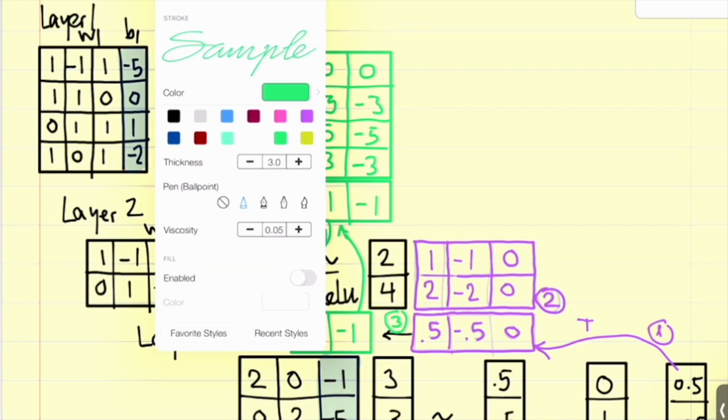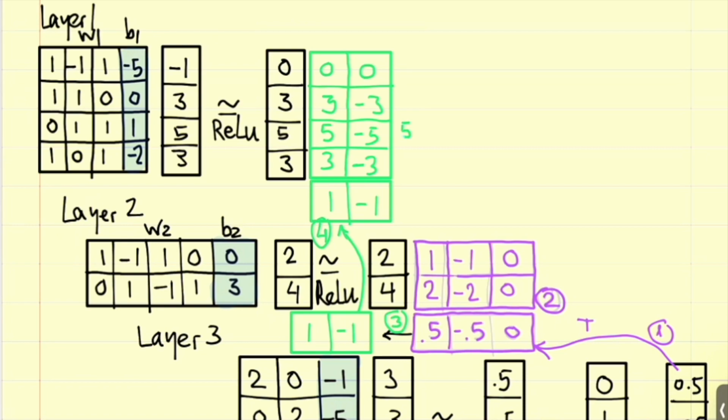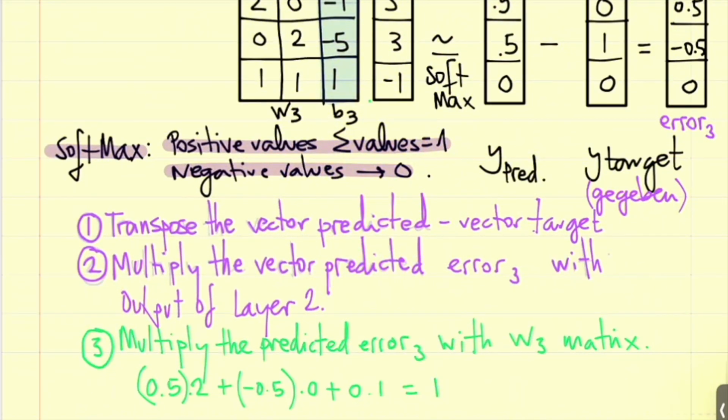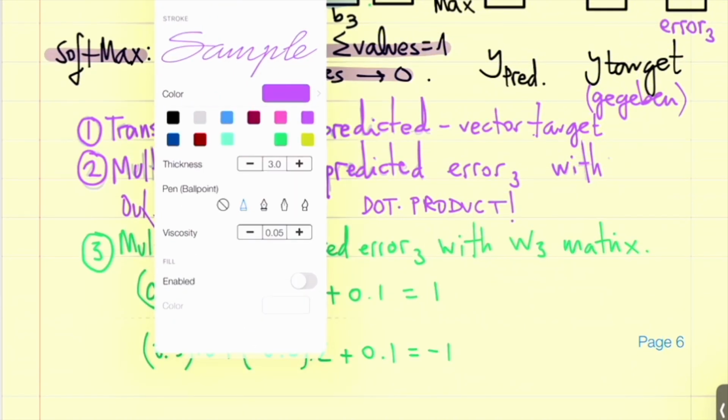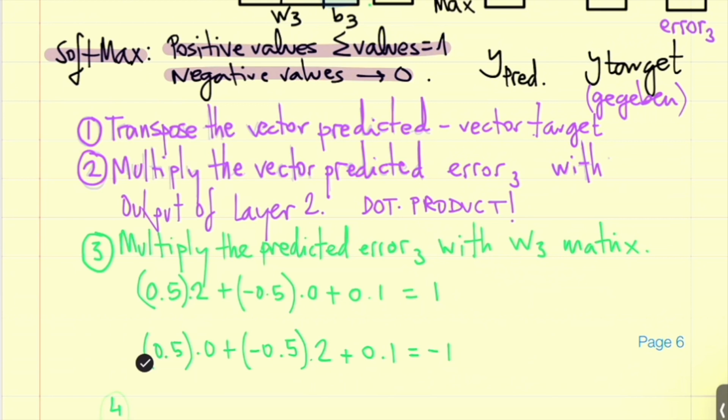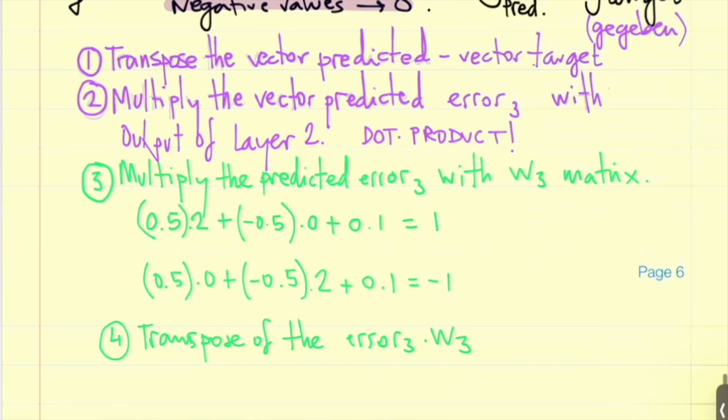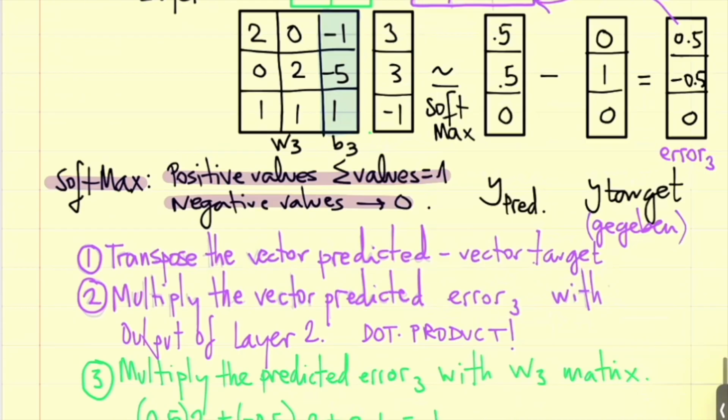So, again, here, in step number 5, just like in step number 2, it's a dot product. In step number 4, we are doing a transpose of the product of the error 3 times weight 3. In step number 5, we make a dot product of error 3 times weight 3 transposed with the output of layer 1.